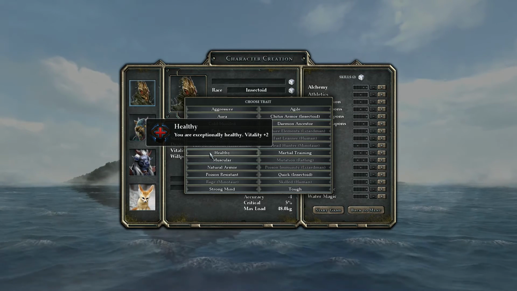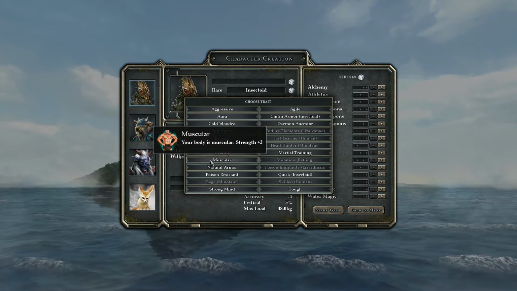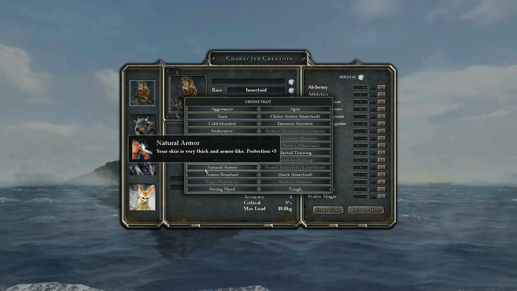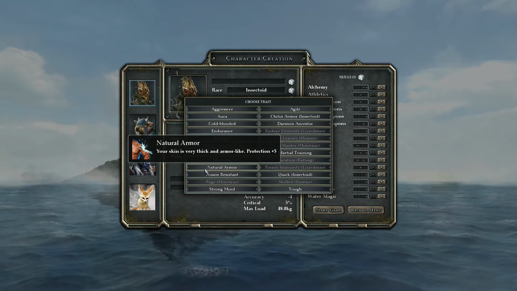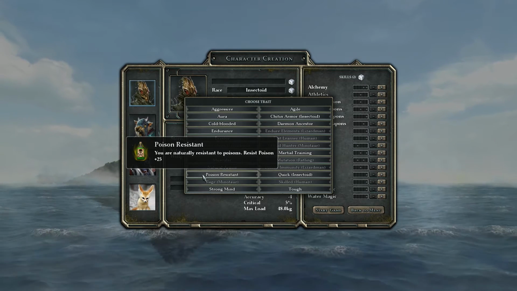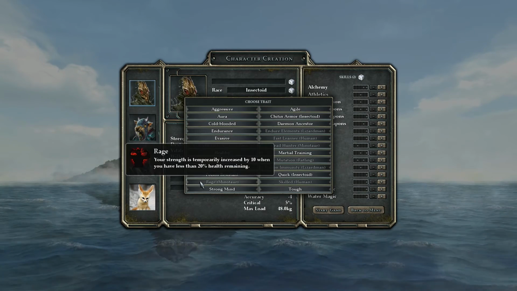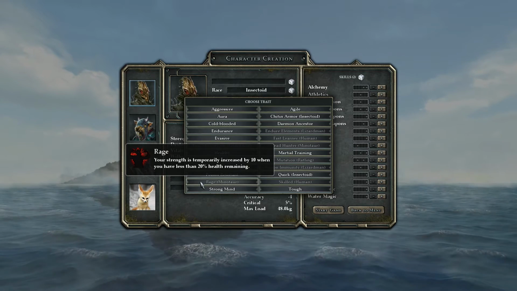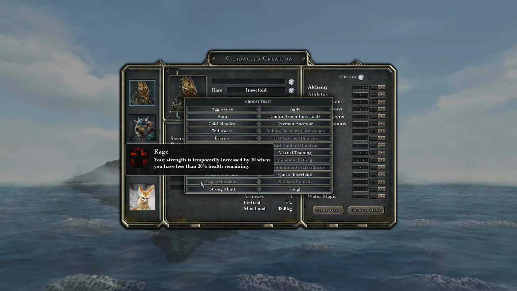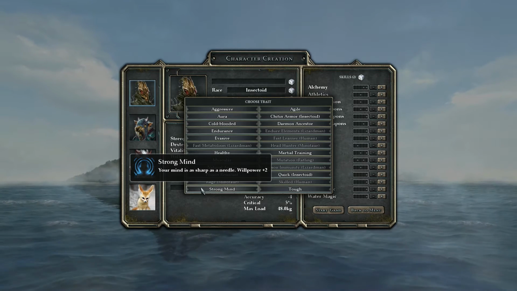Healthy. You are exceptionally healthy. Vitality, plus 2. Muscular. Your body is muscular. Strength, plus 2. Natural armor. Your skin is very thick and armor-like. Protection, plus 5. Poison resistant. You are naturally resistant to poisons. Resist poison, plus 25. Minotaur rage, Minotaurs only. Your strength temporarily increases by 10 when you have less than 20% health remaining. Strong mind. Your mind is sharp as a needle. Willpower, plus 2.